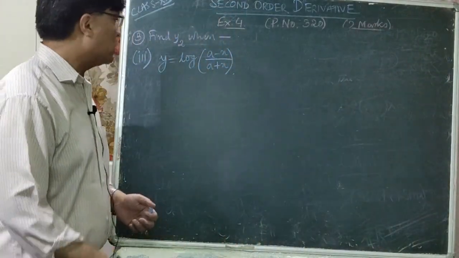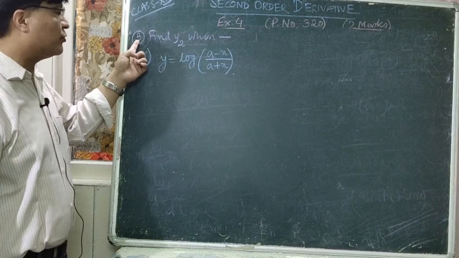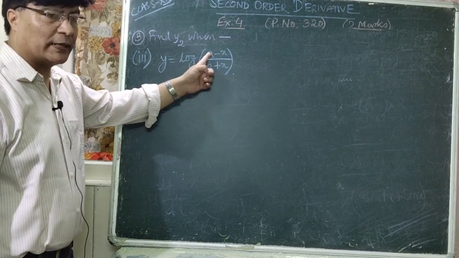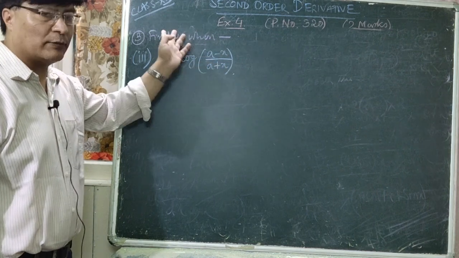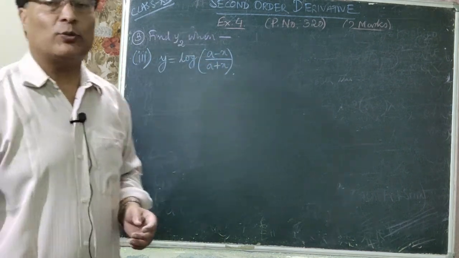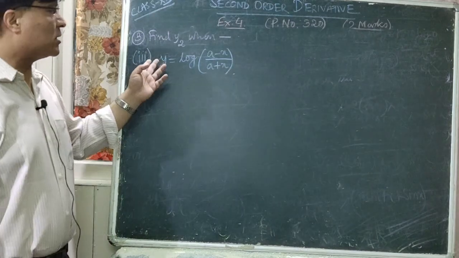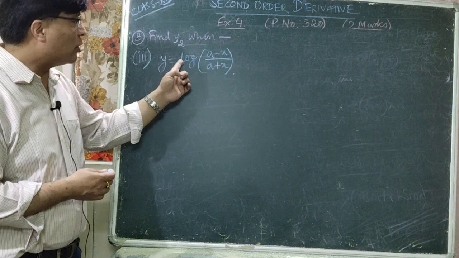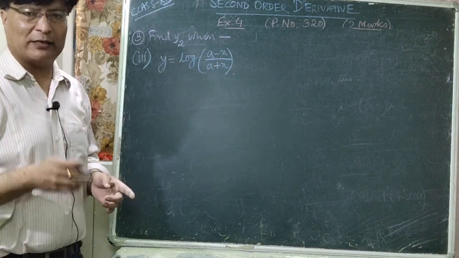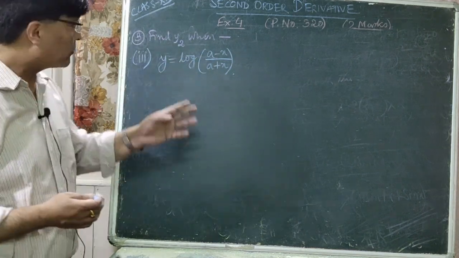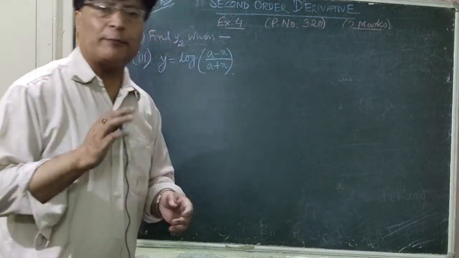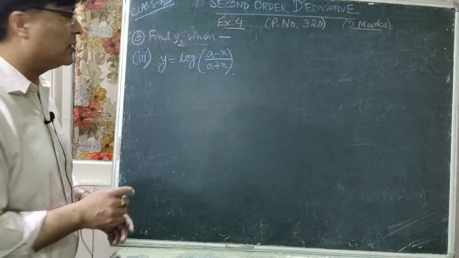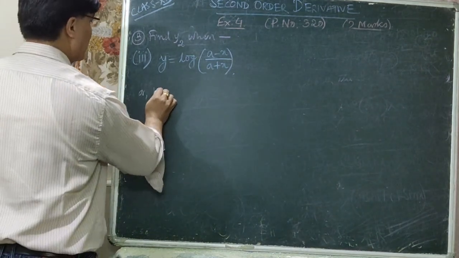So now we'll do the next question, that is question number 3, number 3. y is equal to log of within bracket a minus x upon a plus x. You have to find out y2, that is d2y by dx square. So in this case you can use the properties of logarithm. You know that log of a by b is equal to log a minus log b. So if you use the properties of logarithm, it will be easier for you to differentiate it. Okay, so let us use the properties of logarithm here.